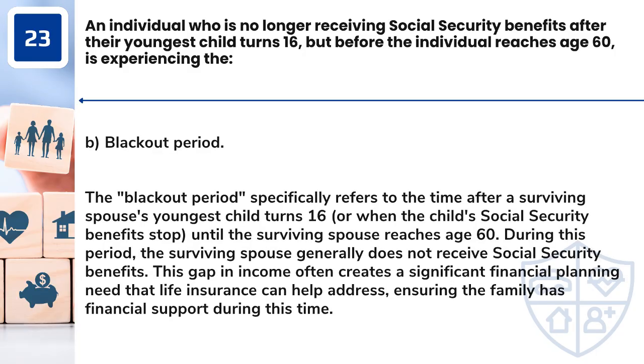Answer, B. Blackout period. The blackout period specifically refers to the time after a surviving spouse's youngest child turns 16, or when the child's Social Security benefits stop, until the surviving spouse reaches age 60. During this period, the surviving spouse generally does not receive Social Security benefits. This gap in income often creates a significant financial planning need that life insurance can help address, ensuring the family has financial support during this time.